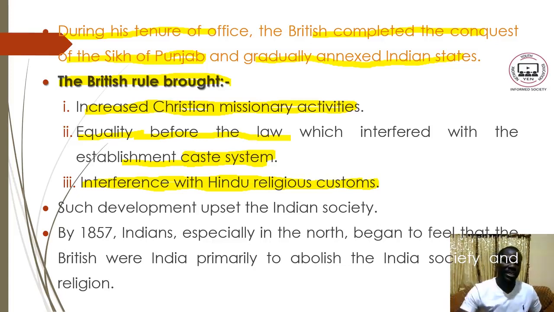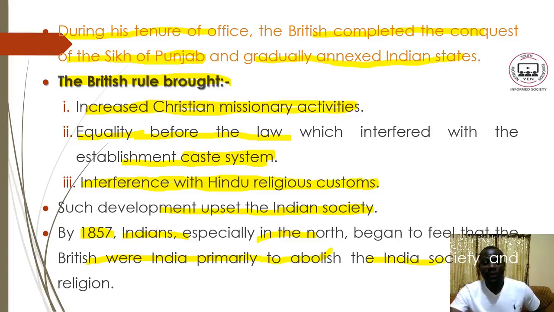So when the British started to have that influence, they started even to control the religious affairs or customs. So with such developments, they upset the Indian society. Most of them were upset. They did not like what was happening because it was like trying to change their culture. So the people did not like that. And in 1857, the Indians, especially in the north, began to feel that the British were in India primarily to abolish the Indian society and the religion.